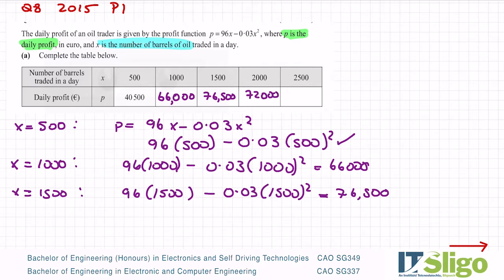And change it to 2,500. So you can see I don't write out every example, but I do show the corrector of the paper that I know the method, and this is where I'm getting the answers. So number of barrels, daily profit.